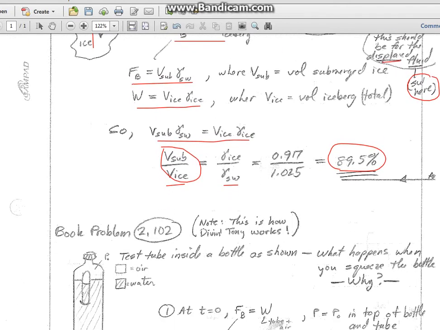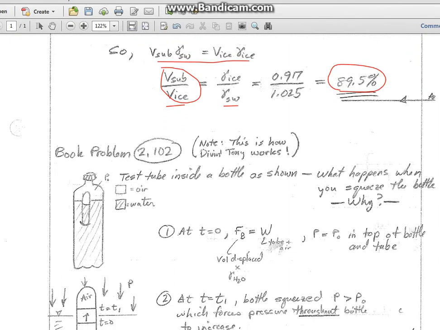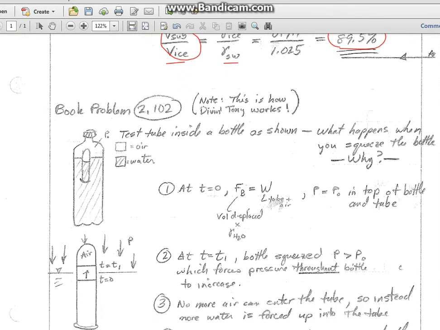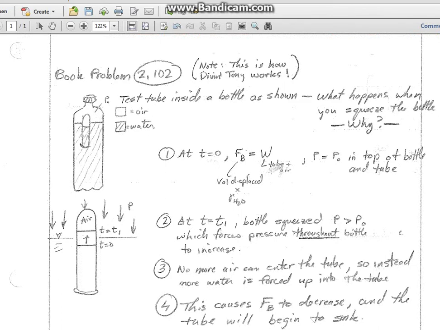So let's look at another one that's more of a thought problem. In this case, we have a 2-liter bottle here, and we fill it with water, let's say, and inside of it we put a test tube upside down. So we have a little bit of an air pocket in the test tube. So what happens when you squeeze the bottle?